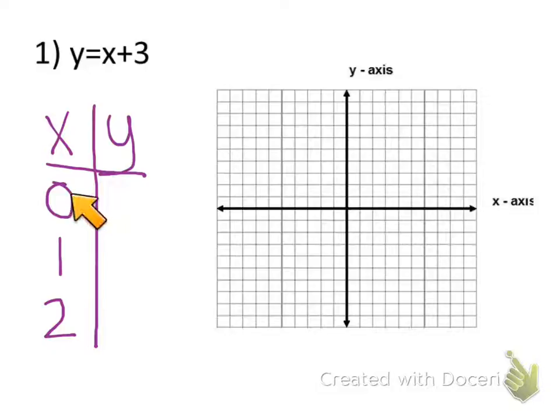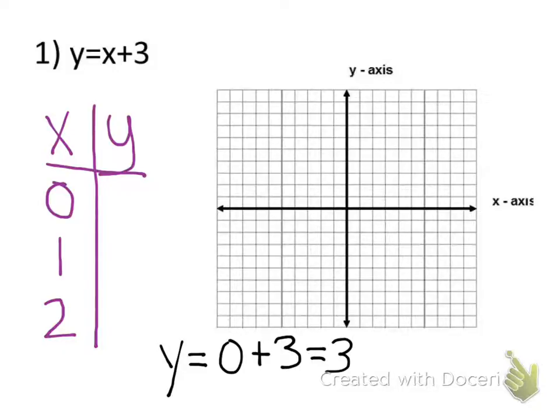You are plugging 0 in for the x, finding the y. Plugging 1 in for the x, finding the y. Plugging 2 in for the x, finding the y. Okay, so let's do the 0 first. Take the x out, put a 0. What is 0 plus 3? 3. So when x is 0, y has to be 3. Just like the circle square thing we were looking at.